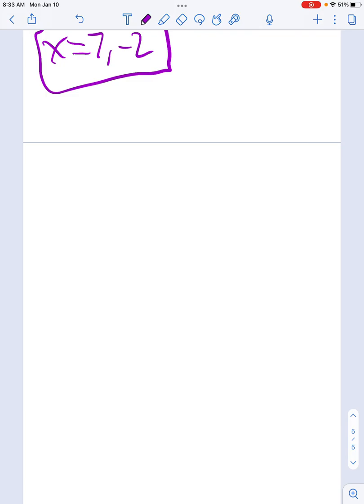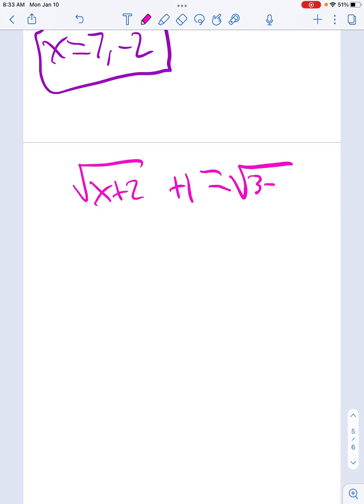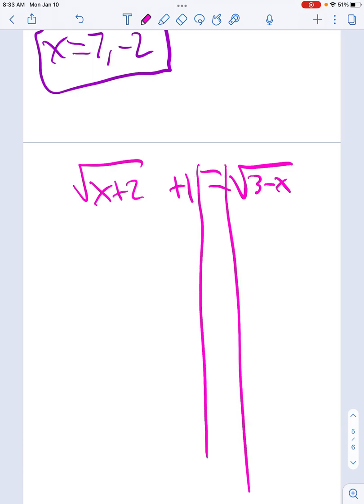Last but certainly not least example, we are going to solve an equation with two radicals. So let's say that we have, let's use pink, square root of x plus 2 plus 1 equals square root of 3 minus x. So first step I'm going to do is square each side. So again, separating it, I'm going to square everything over here. I'm going to square everything over here.